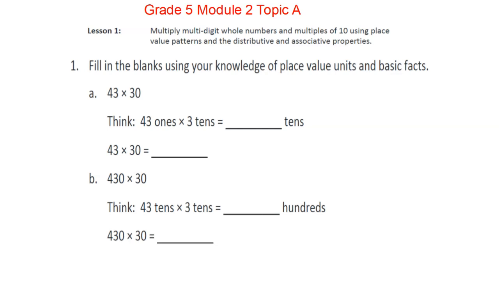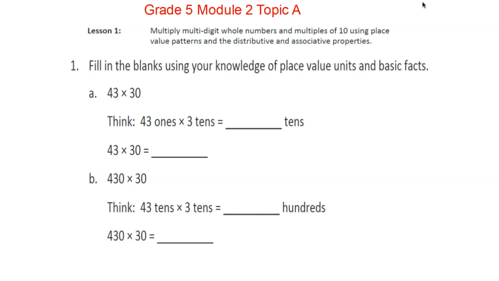We are looking at Module 2, Topic A, Lesson 1. Our objective says that we're going to be able to multiply multi-digit whole numbers and multiples of 10 using place value patterns and the distributive and associative properties. So let's take a look at number 1 here. Fill in the blanks using your knowledge of the place value units and basic facts. So we're going to be using our basic facts, which is our multiplication facts we're referring to.